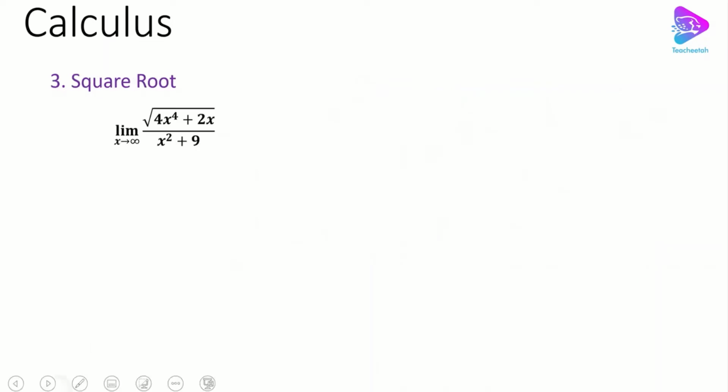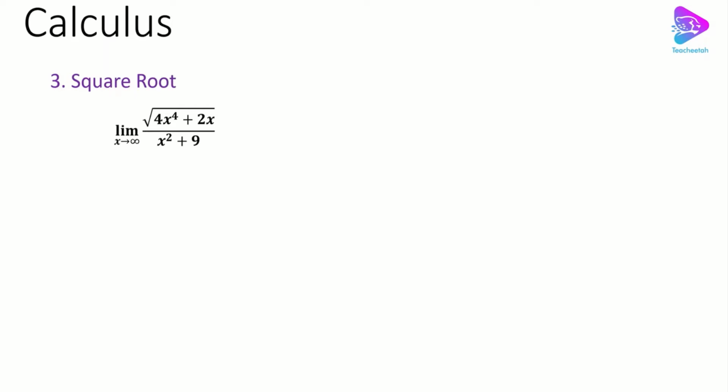Okay, let's look at the third one, which is a square root. For the square root, again, we have a square root function. It can be in a fraction form, or it can be a square root minus another term. But here what I have is the square root of 4x to the power of 4 plus 2x over x squared plus 9, and x is approaching infinity.